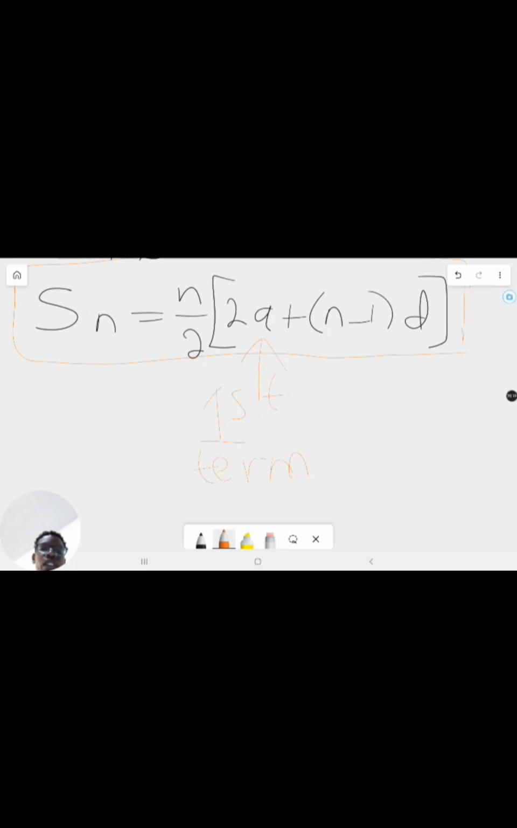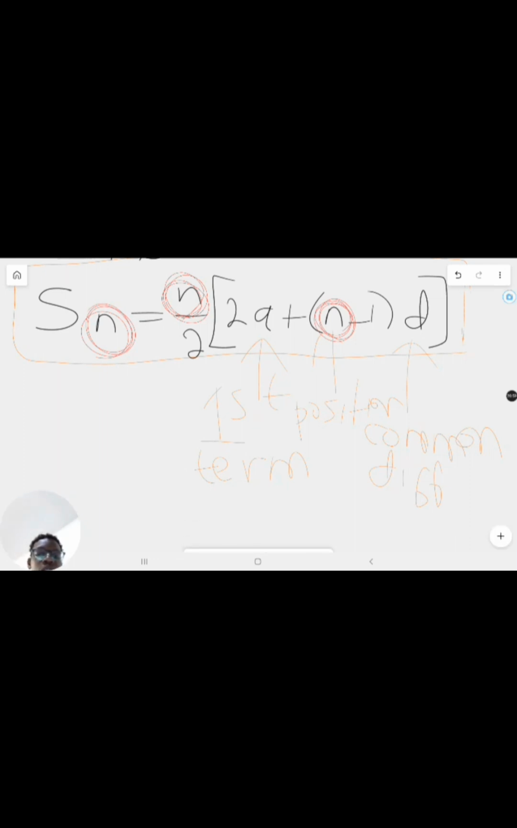Same as for sequences, the first term. D is the common difference, same as for your sequences. N is just the position of the term that you're looking at. And remember, just as for sequences, this n here and that n there should always be the same. So as long as you see an n, all the n's must be the same. So you know what all of these things stand for in this equation.